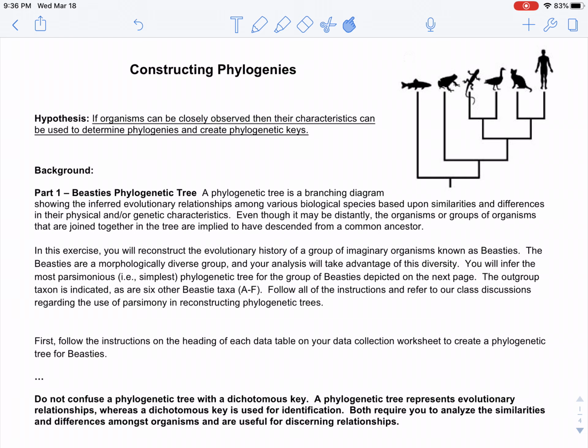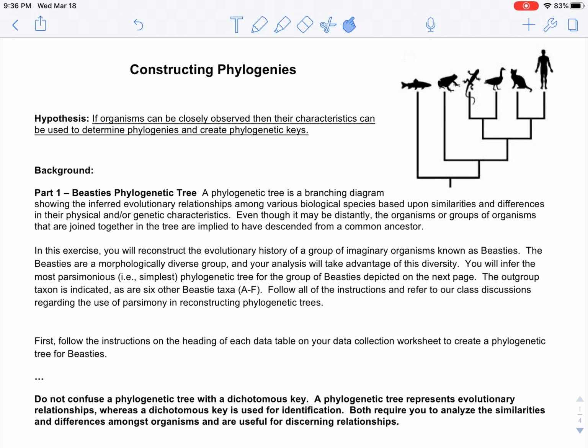So in this exercise, our goal is to reconstruct the evolutionary history of a group of imaginary organisms known as beasties. Sorry, these things aren't for real. And so they're a very morphologically, that means body forms, different, diverse group. And the analysis you're going to take part in is going to be based on this diversity. So we are going to also be, this is kind of exciting stuff, inferring the most parsimonious, which means the simplest, phylogenetic tree based on the findings of similarities and differences among these organisms.